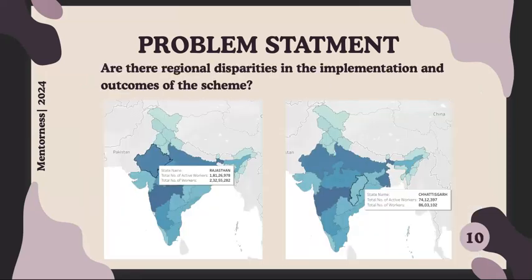The second problem statement is leaning towards the regional disparities in the implementation and outcome of the scheme. According to the regional disparities, we have taken for example 2 states, Rajasthan and Chhattisgarh. So in Rajasthan, you can see the total number of workers who have been hired and the total number of active workers who are actually doing the work. You can see it for both states.